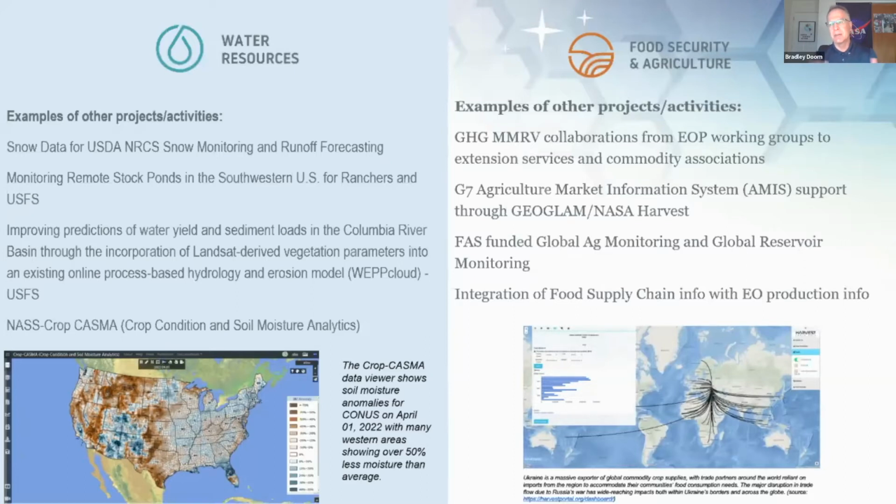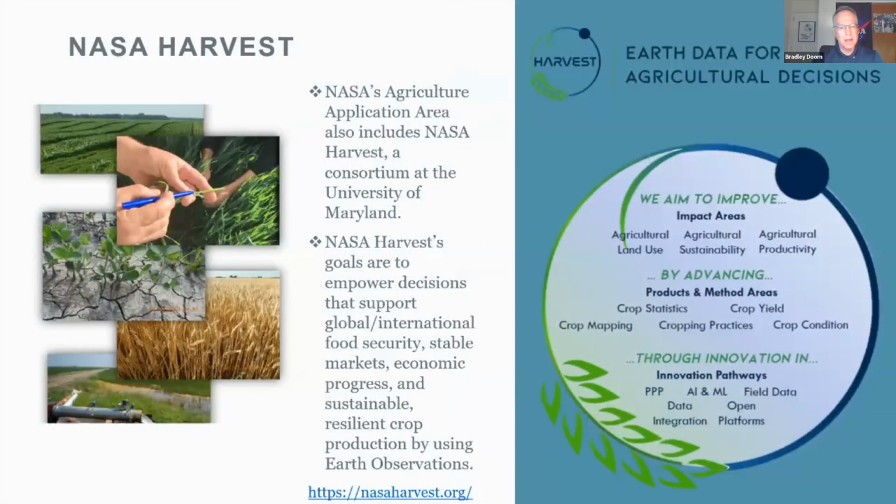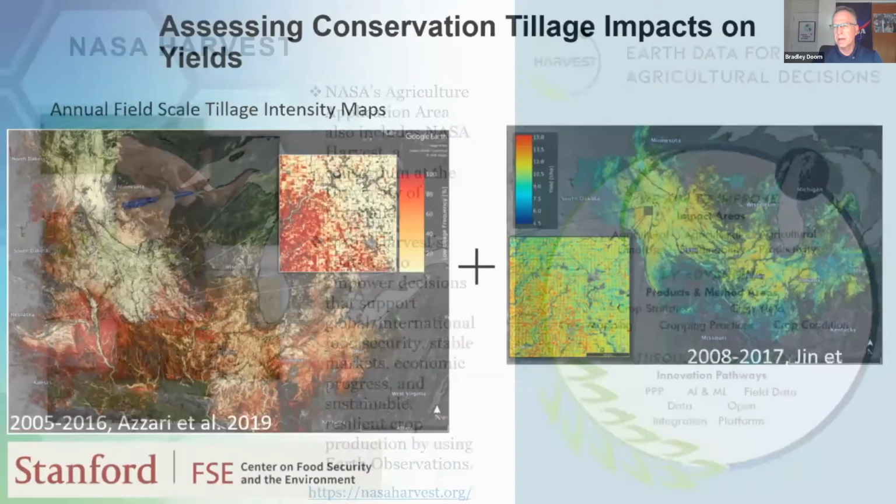Just some examples of the projects. I know I'm running over time and I want to make sure you guys stay on time for all the other speakers. But if you have any questions on some of these projects, including some of the work we're doing on greenhouse gas and in collaboration with USDA and some of our partnerships with the USDA, let me know. And I'm going to move on. We talked about NASA Harvest, and so I'm going to try to go through these slides a little bit quickly now.